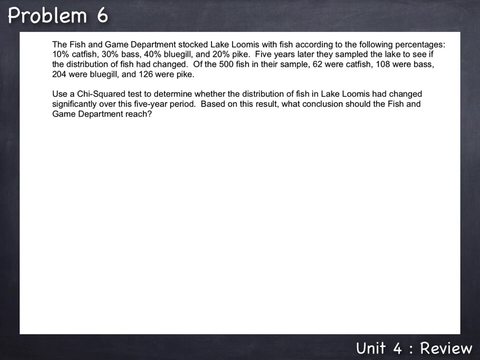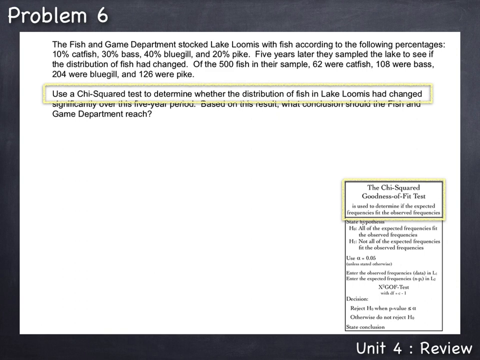Well, first we're asked to use a chi-square test to determine whether the distribution of fish in Lake Loomis had changed. There are two versions of the chi-square test: the chi-square test for independence and the general chi-square goodness of fit test. Here, since we're looking at whether the distribution of fish had changed or not, that is, whether they stayed the same, kind of fit, or changed, don't fit, we will use the chi-square goodness of fit test to answer this question.